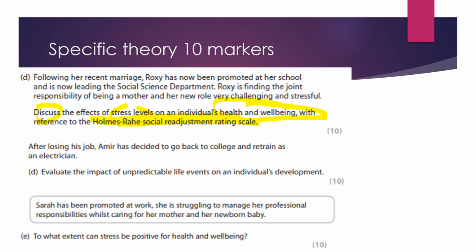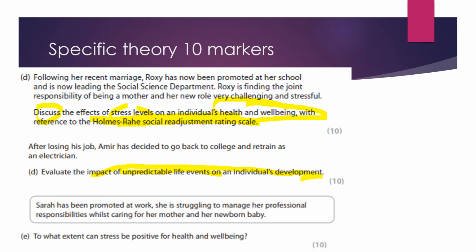How can stress affect health? What's going on? I'd start off by talking about what the Holmes-Rahe scale is, talk about the impact of stress. You can talk about predictable life events, unpredictable, and obviously the positive and negative things that stress can do. We've got the impact of unpredictable life events. So as above, major life events would probably bring in the Holmes-Rahe scale. There's a bit of theory there.